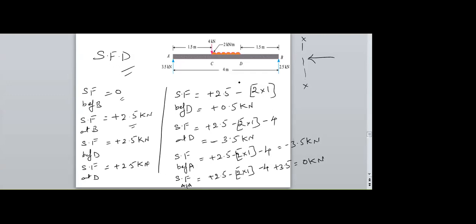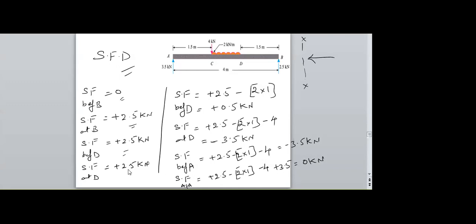Next, the section is moved to D. Before D, the same positive 2.5. At D, a positive 2.5 only exists. Next, before D, no need of considering any point loads, because here only 2.5 is existing at D, and before D only that force is existing. Therefore, we will get a positive value.